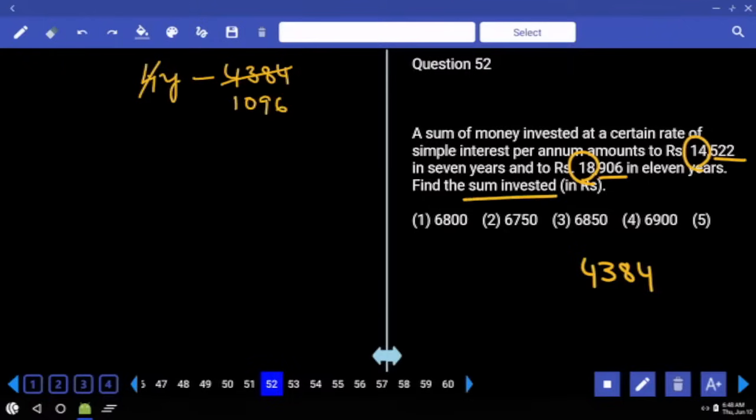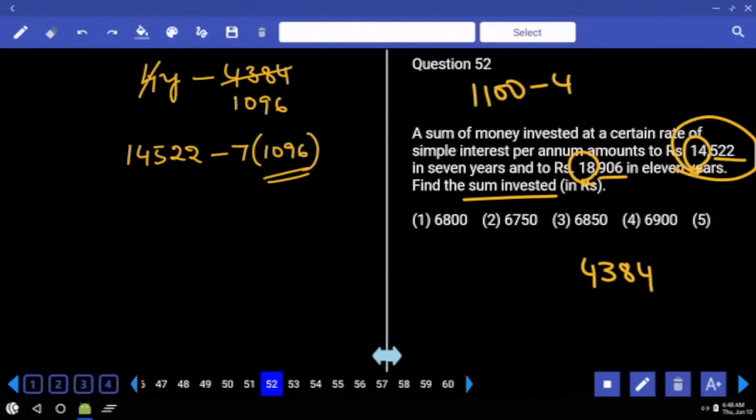To calculate the sum invested, which is our principal, from 14,522, which is the amount after 7 years, you have to subtract 7 years interest. That is 14,522 amount minus 7 years interest, 7 into 1 year interest, 1,096. Clear? Come on. Treat this number 1,096 as 1100 minus 4. Can I do that for simplification? 7 times is there.